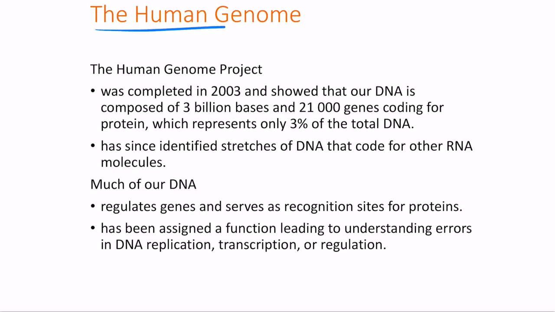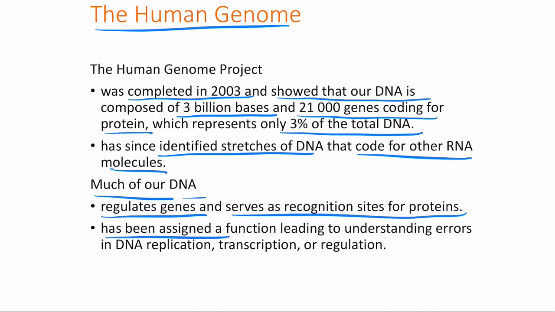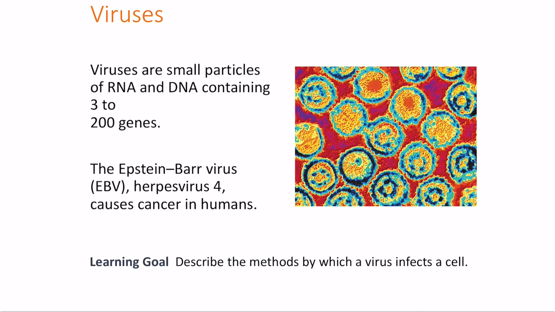So the next one was the human genome. The Human Genome Project was completed in 2003, and it showed that our DNA is composed of about 3 billion bases and 21,000 genes coding for protein, which represents only about 3% of the total DNA. And it has since identified stretches of DNA that code for other RNA molecules. So much of our DNA is used to regulate the genes and serve as recognition sites for proteins. And it has been assigned a function, leading to understanding errors in DNA replication, transcription, or regulation.